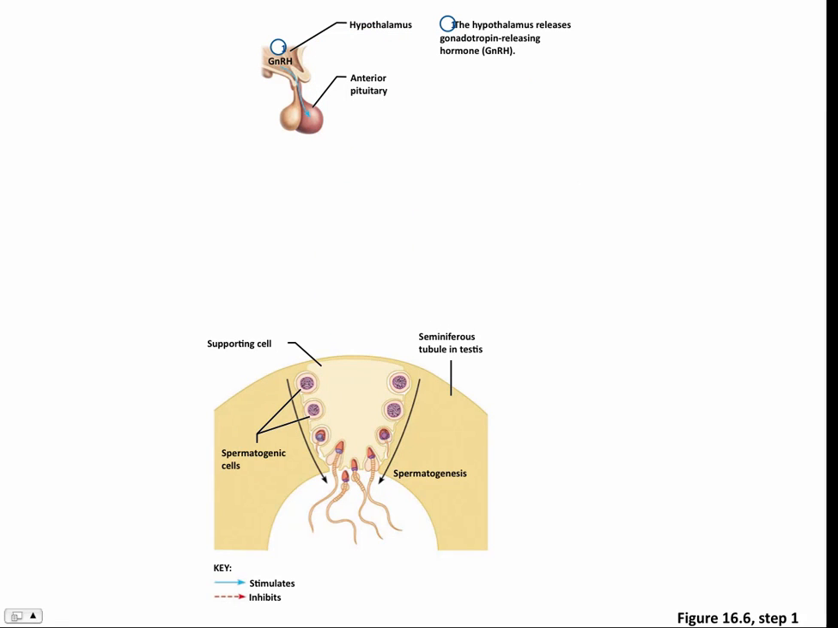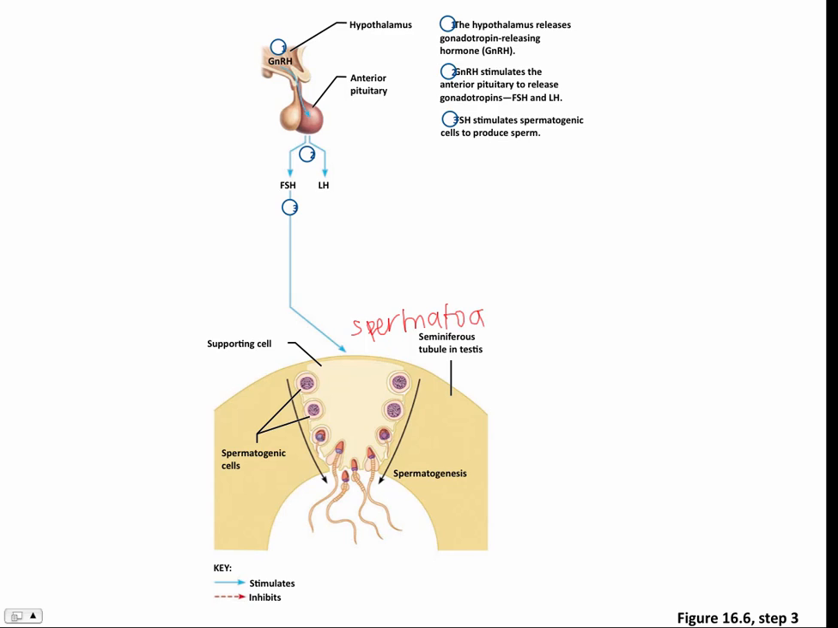Okay, so let's take that one step at a time. I know that's a lot of information. So gonadotropin-releasing hormone is going to stimulate your anterior pituitary gland to release both follicle-stimulating hormone and luteinizing hormone. Follicle-stimulating hormone is going to target the spermatogonia, stem cells. And this is going to cause the stem cells to form either daughter A cells or daughter B cells. Daughter B cells are eventually going to form the primary spermatocytes, secondary spermatocytes, as well as the spermatids.